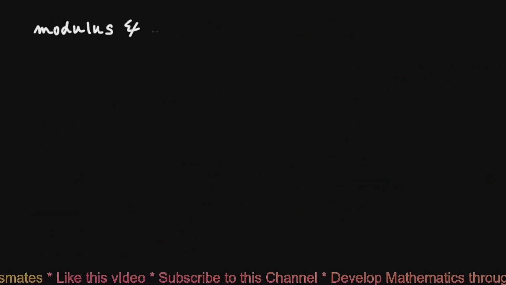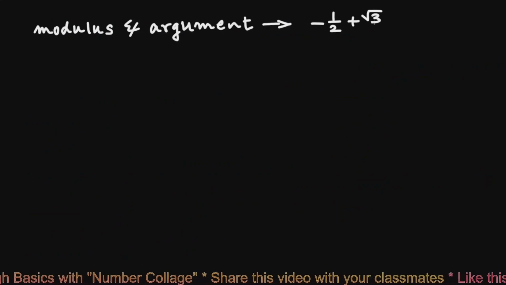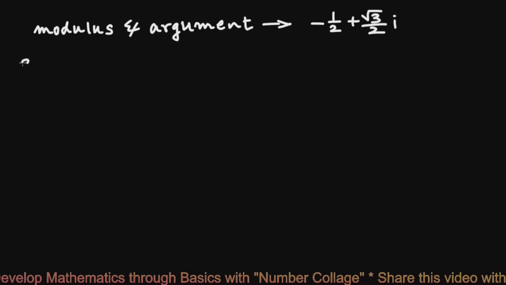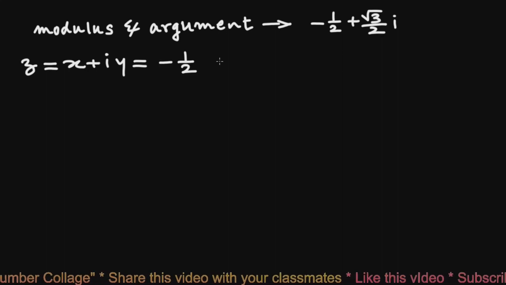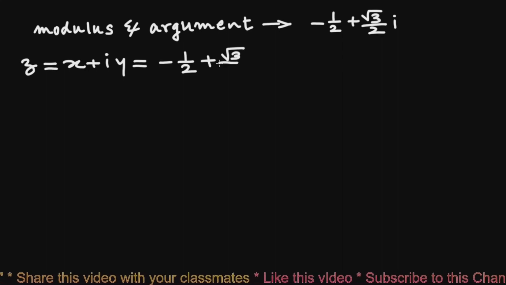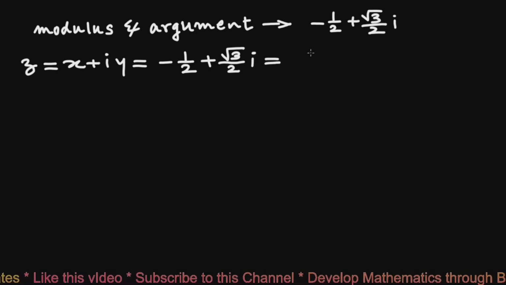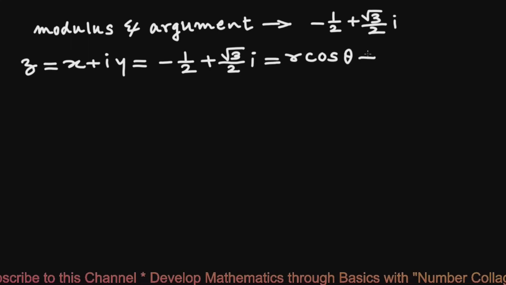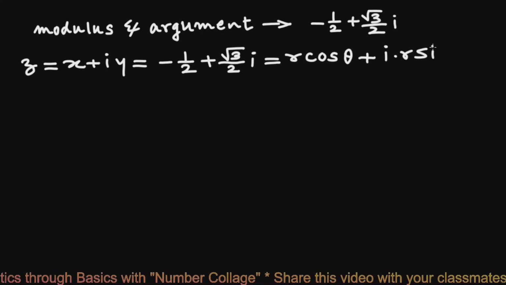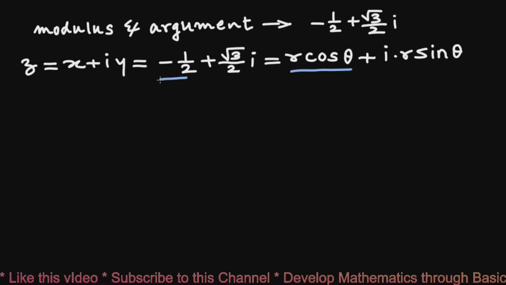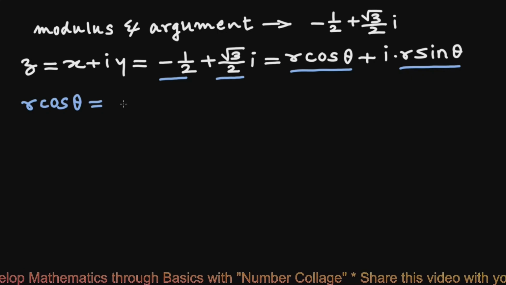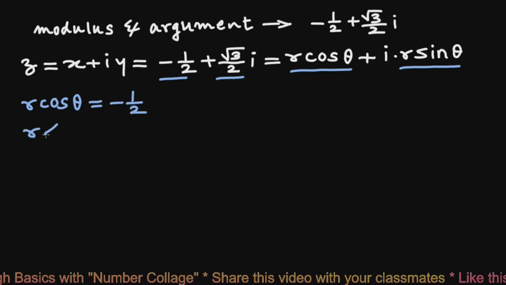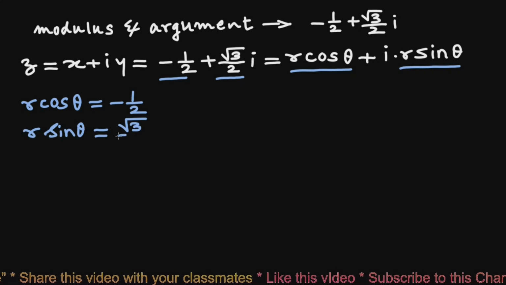Let us see how to find modulus and argument of minus half plus root 3 by 2 i. Let this complex number z be represented by x plus iy equals minus half plus root 3 by 2 i, which in the polar form will be r cos theta plus i into r sin theta. Equating real parts and imaginary parts, we write r cos theta equals minus half and r sin theta equals root 3 by 2.